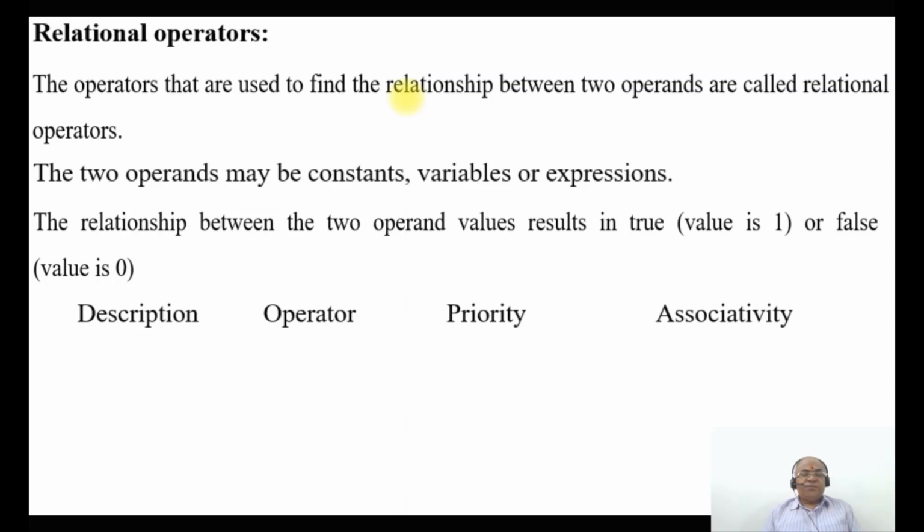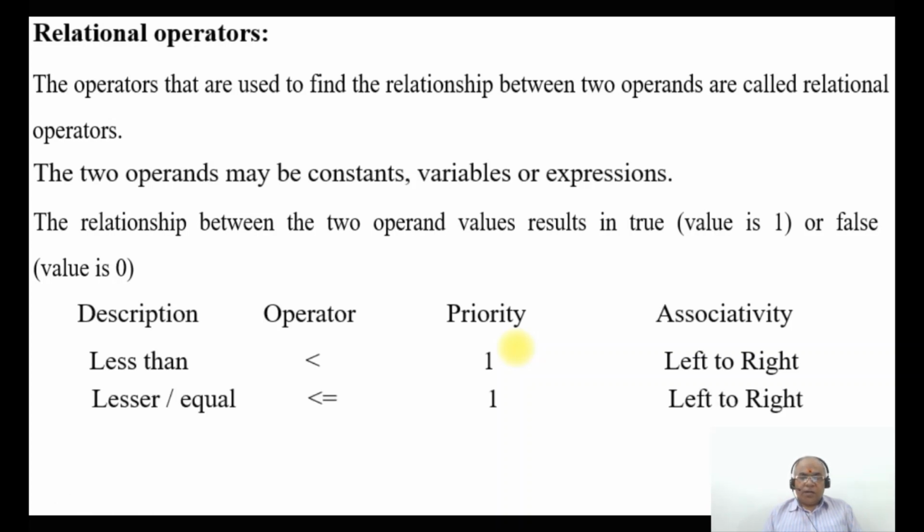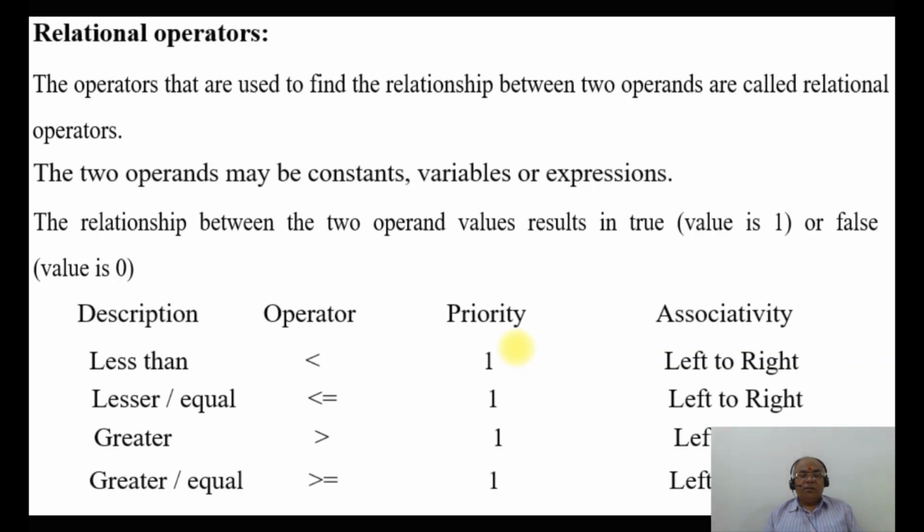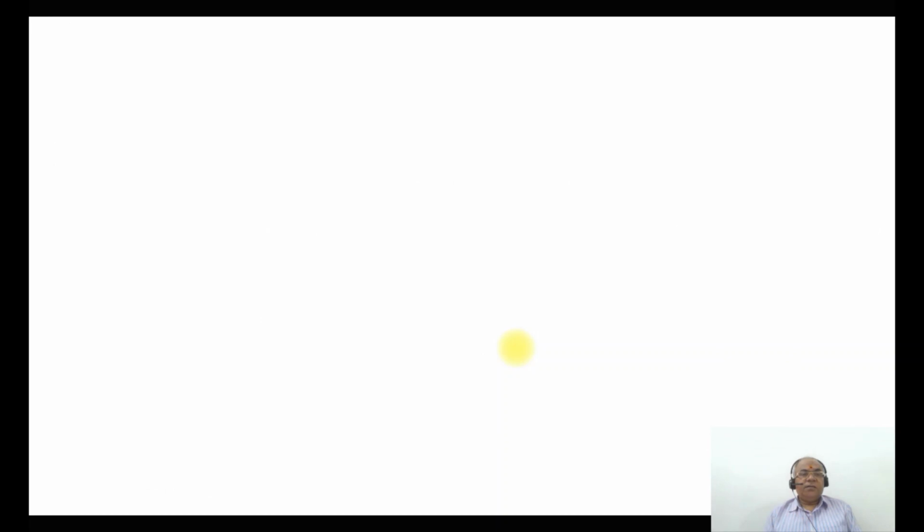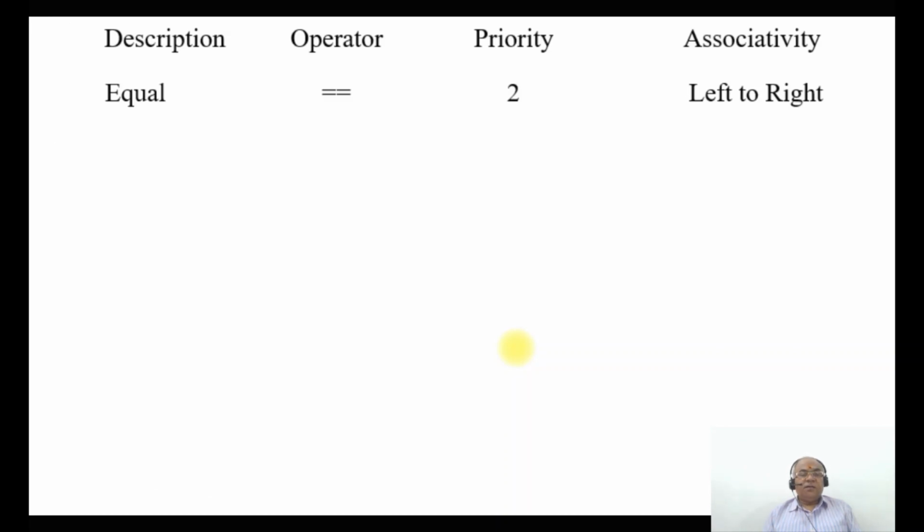So first, we are going to have the descriptions, operators, priority and associativity. First, the less than operator has priority 1, left to right. Less than or equal, priority 1 again, associativity left to right. Greater than, priority 1, left to right. Then greater than or equal, which is 1, again left to right. Then we have equal, the equal sign, where you should have both of them here. The priority is 2, left to right, and not equal, priority 2, left to right.